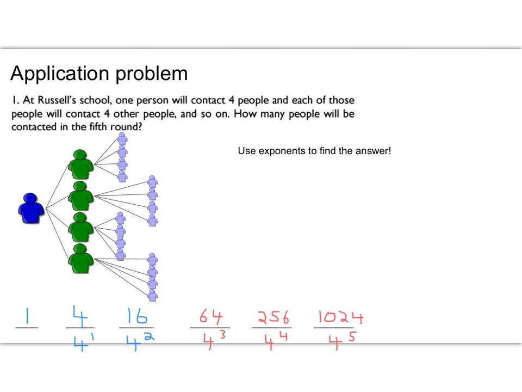All right, take a look at these answers, and really I want you to think about how each round you are multiplying by 4, because each of these people is going to tell 4, so that's going to be 4 branches off of each one of these. And what's nice about exponents is I don't have to draw all this out. I don't have to draw 4 branches off of each of these to figure this out, to count them, and then another 4 off of each of those, that would be a lot of little people here. But with exponents, I can figure this out pretty quickly.